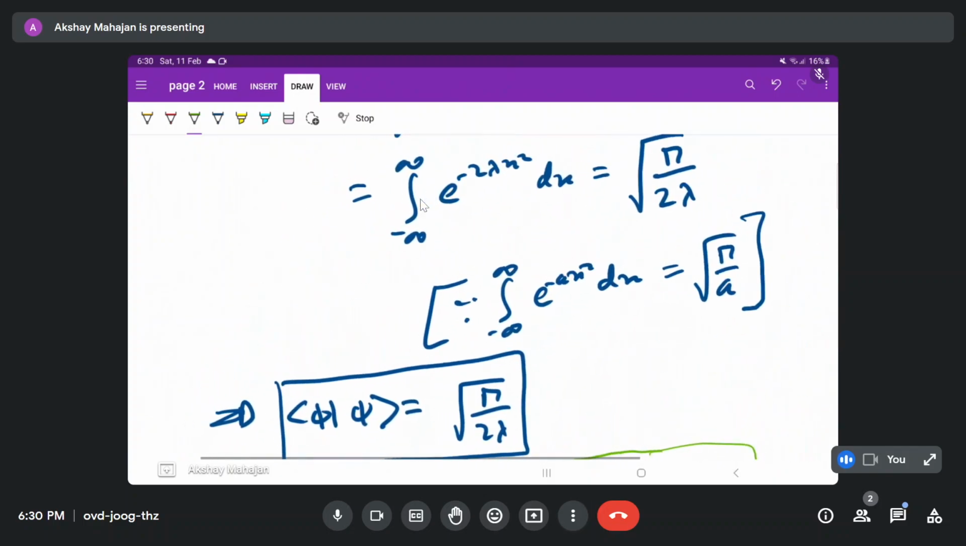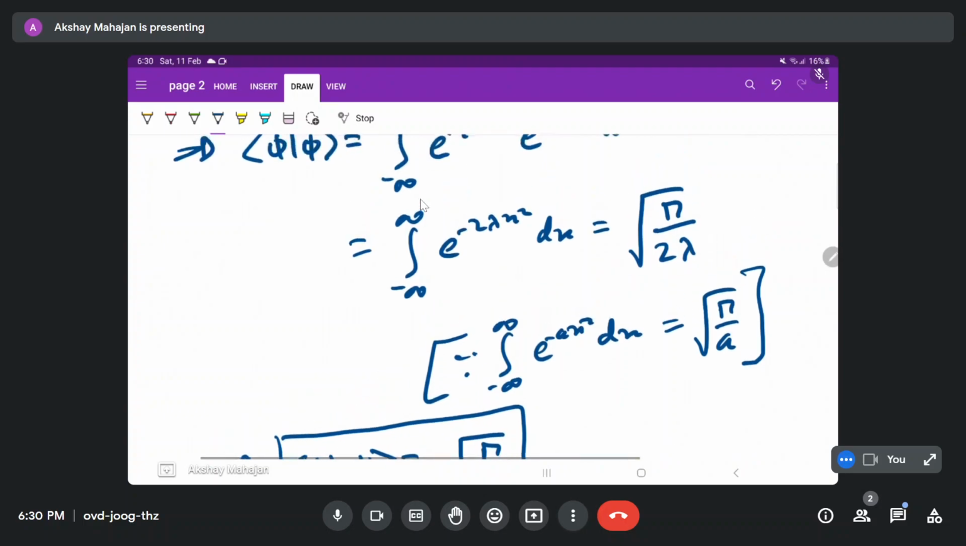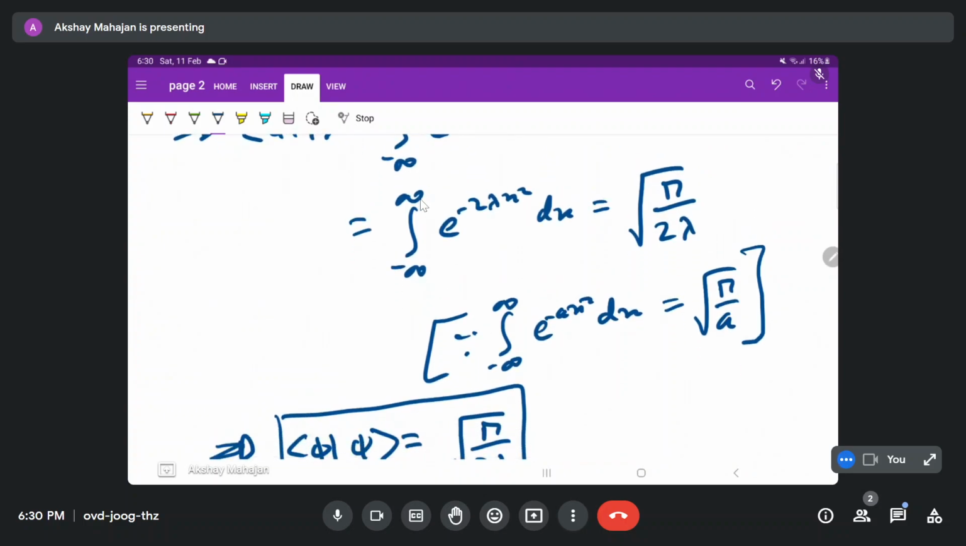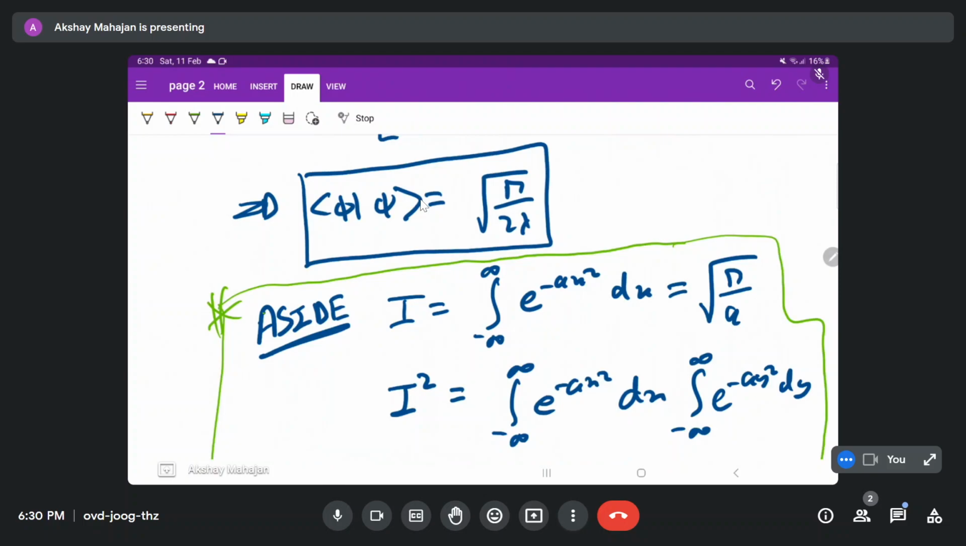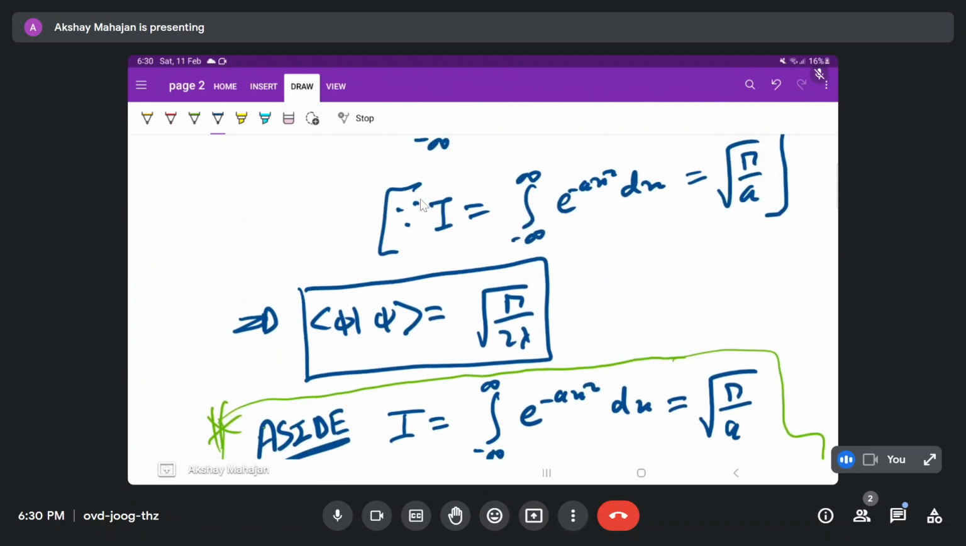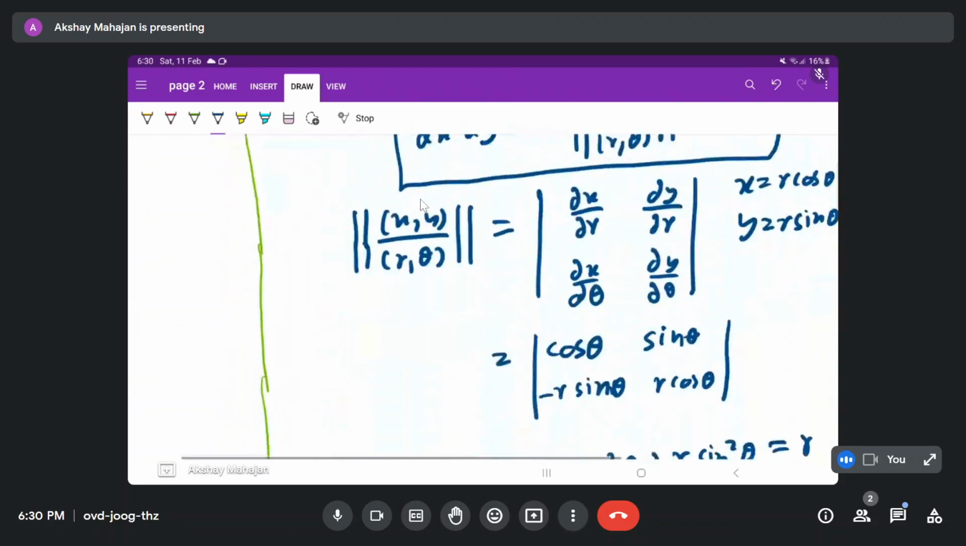Now let's come back to our problem. We use this integral I, since I equals under root pi by a, and in the aside we have proved what we have used. So our phi will now become under root pi by 2 lambda. Let's go to the next part now.